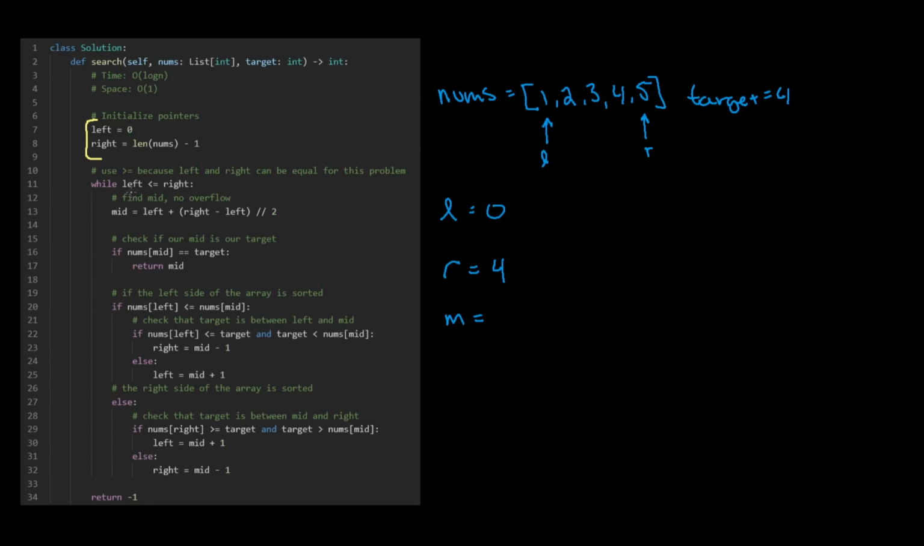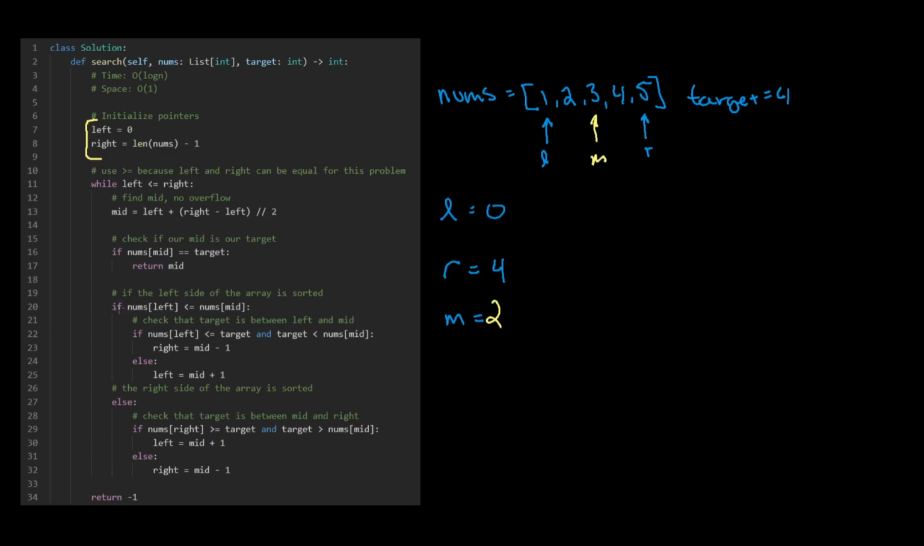So now we check if left is less than or equal to right, which it is. We want to calculate our midpoint, which for this example, it's currently 2. So let's just do that. And now we check, is nums at mid equal to our target? Our target is 4, and our midpoint is pointing to 3, so no.